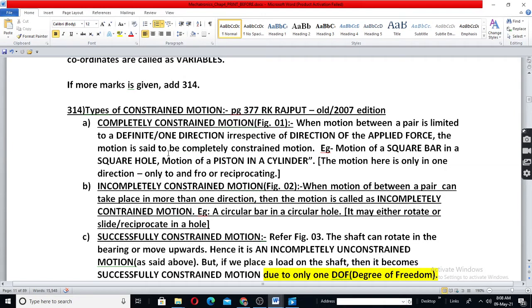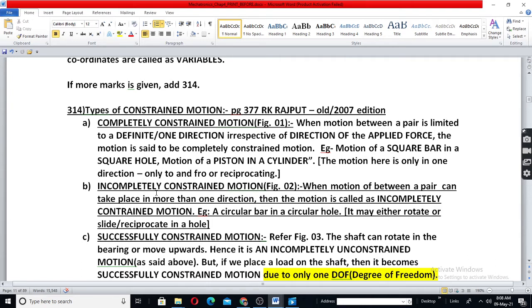Now, types of constrained motion. There is need of constrained motion, otherwise we cannot convert energy into useful work. Energy can be converted into useful work only if the motion is transmitted according to the constraints, meaning according to the conditions. Constraint means it puts limitation, so that the energy is transferred in a particular fashion.